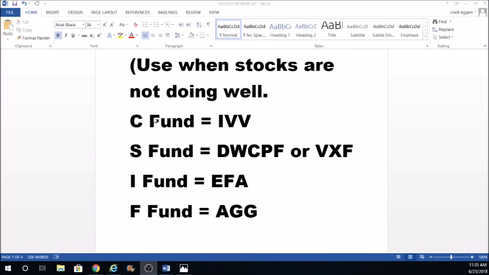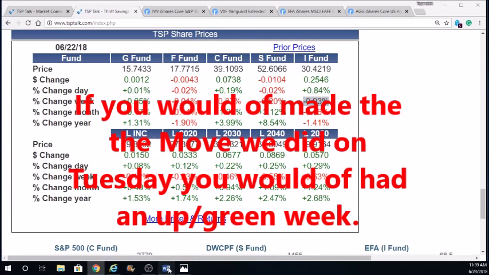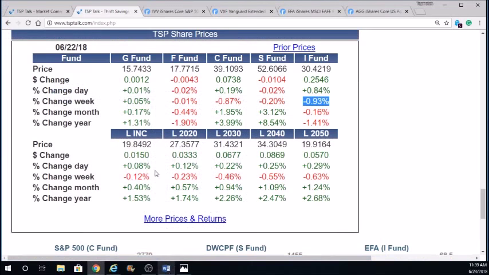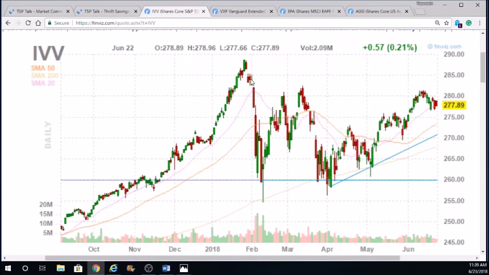To give you an idea, this is going to be your S&P 500. This is going to be your Dow Jones. This will be your international markets, and your F fund or AGG is your bonds. So for our first chart up, based off our spreadsheet here, is the C fund, or for Roth IRA folks, IVV. With IVV, we saw a decline this week, like I saw on the charts.